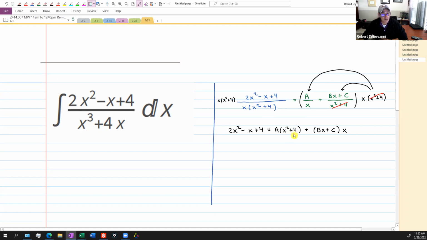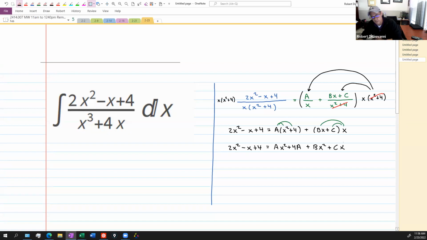So I'm just going to go to the long method right now, and I'm going to be prepared to do a system of equations. We could solve for a though. You could solve for a, yeah. But the algebra to get to the long method isn't that long, right? We're just going to go 2x squared minus x plus 4 equals, distribute the a through ax squared plus 4a, distribute the x through bx squared plus cx.